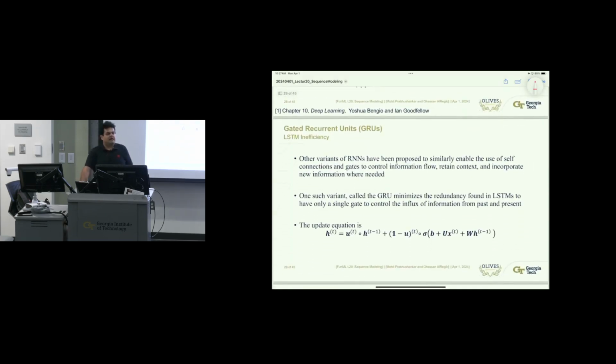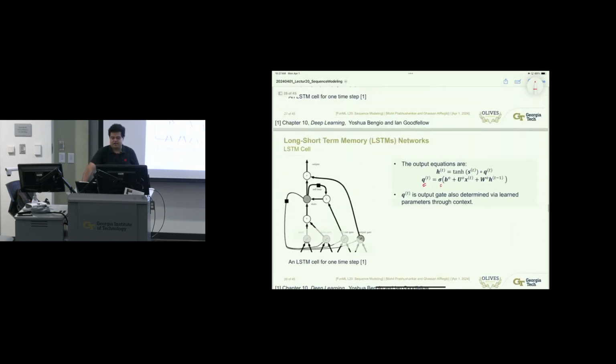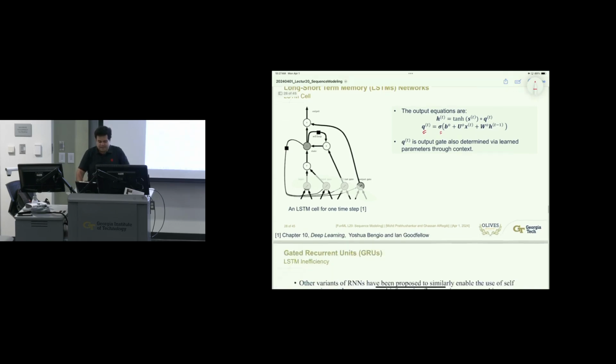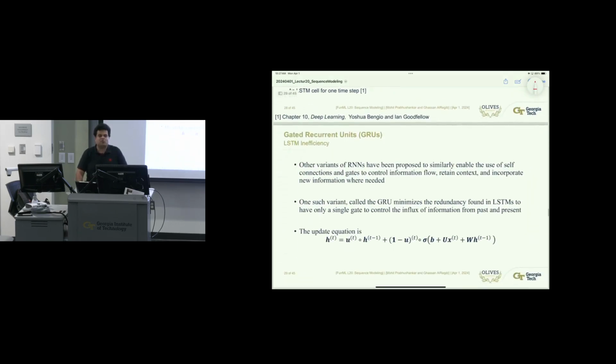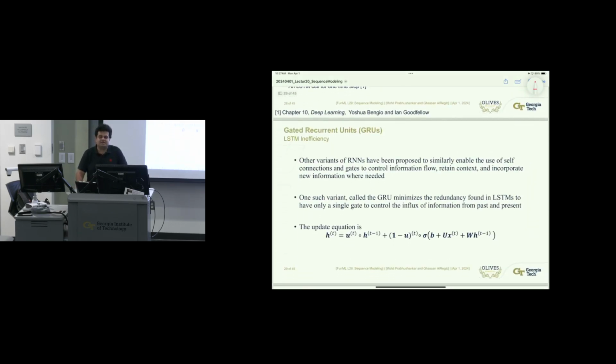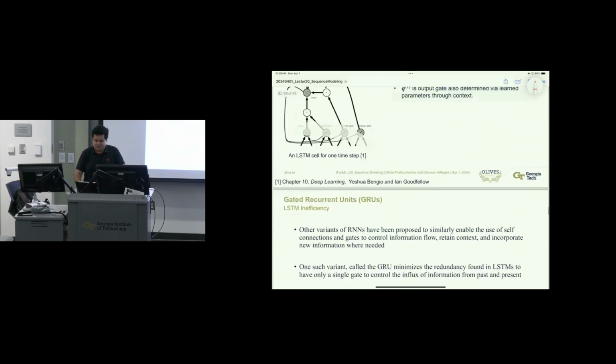So this was the main architecture of LSTM. We didn't go through the architecture of LSTM completely. We went through something called an LSTM cell, which is like the building block of an LSTM network. But there are some inefficiencies that exist within your LSTMs as well. The most important one of which is the difference between the input and the forget gate. We are looking at the input and forget gate as two separate quantities.